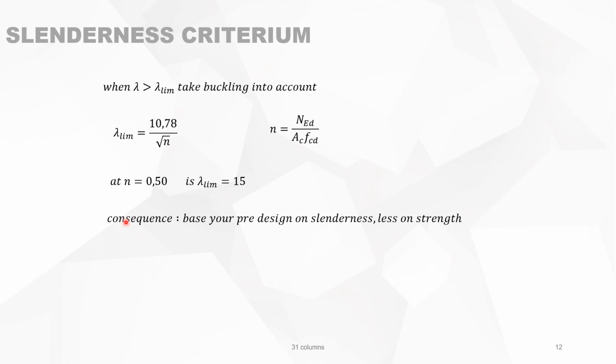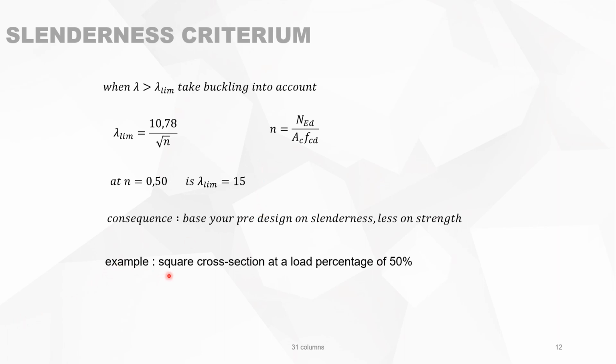The consequence is, of course, that you have to base your pre-design on slenderness and less on strength, because strength will always be okay, but your slenderness will be exceeded. So base your pre-design on slenderness.